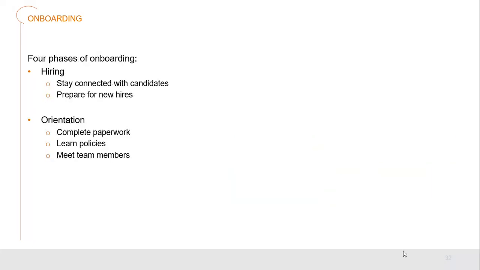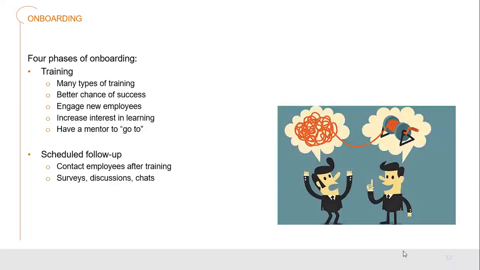There should be 4 phases for onboarding new employees. So hiring, staying connected with those employees so that they understand everything that's coming their way so they can prepare for it, and we, as a company, can prepare for those new hires coming in. We have orientation. This is where we complete the paperwork, learn about policies for that company, and meet new team members. Training. This is when we have many different types of training involved and making sure that we have the right ones lined up for that employee.